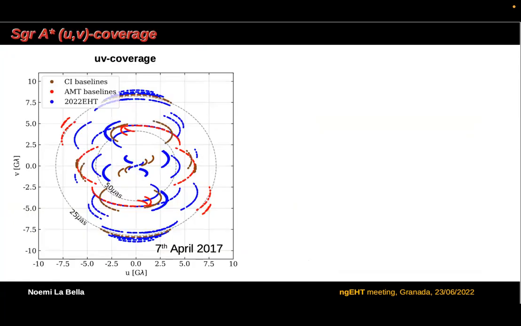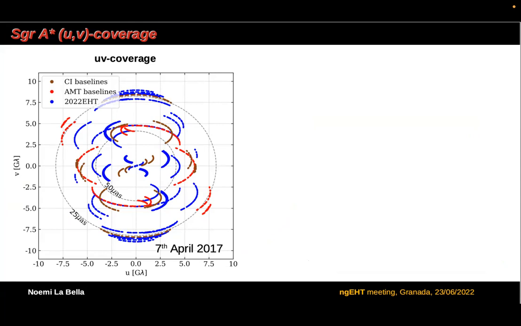All right, so first of all, we looked at the UV coverage. In blue, there are the 22 EHT baselines with the current configuration. In red, there are the additional ngEHT baselines. In particular, very important are the long baselines with Arizona, so we can increase the resolution of the array. And in brown, there are the Canary Island baselines. Here, very important, are the short baselines to catch the diffuse emission.